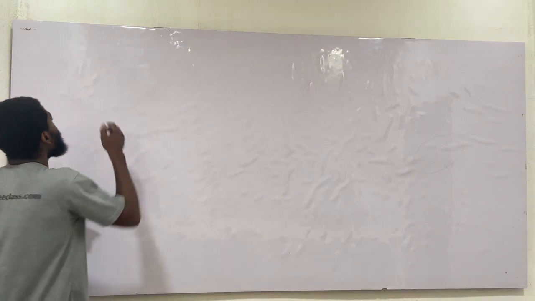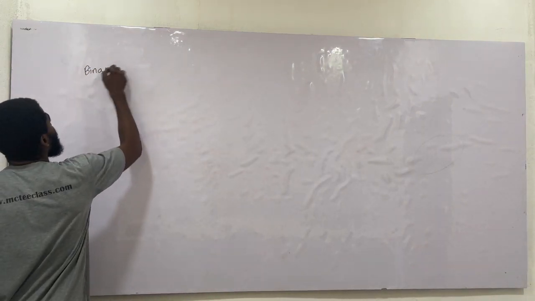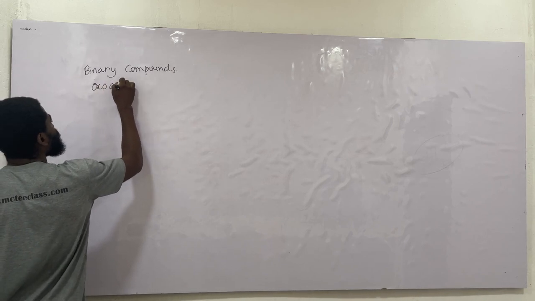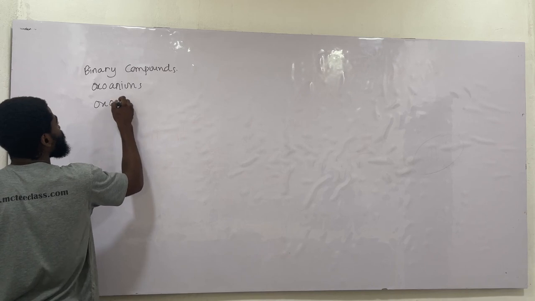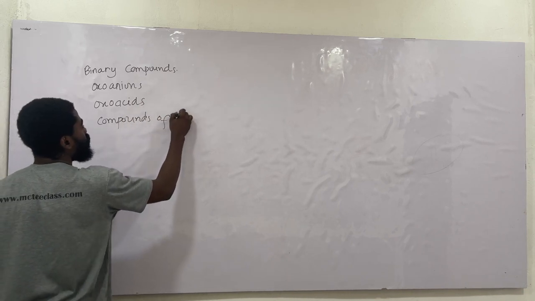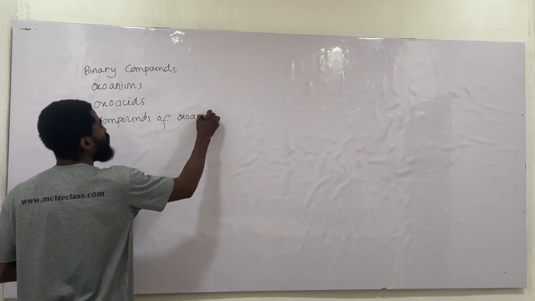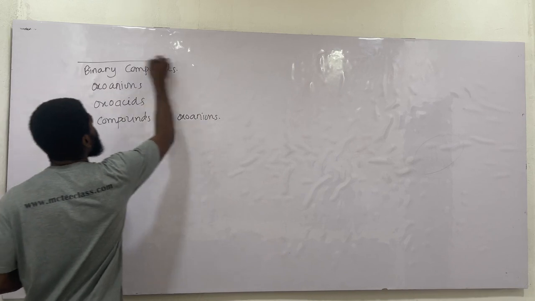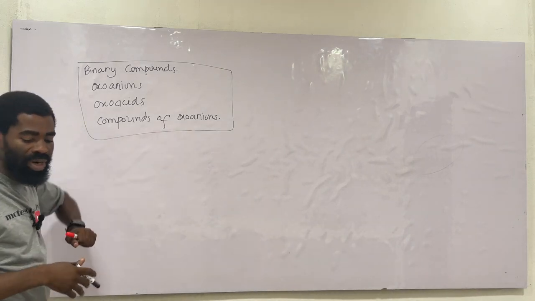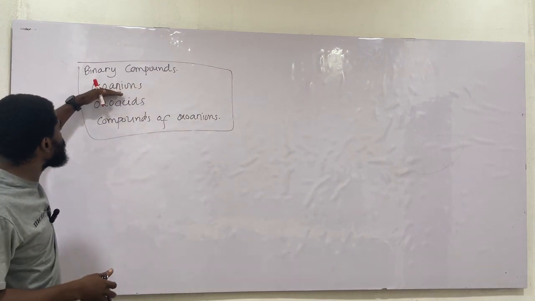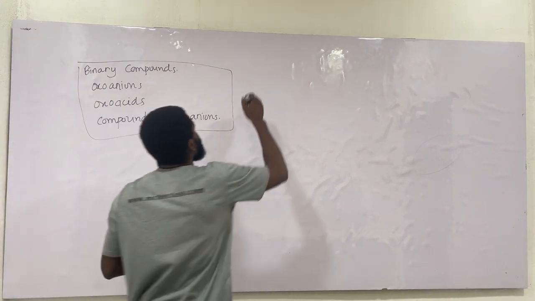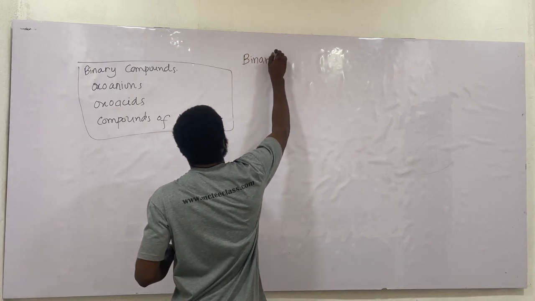The compounds we are going to name are binary compounds, oxoanions, oxoacids, and compounds of oxoanions. In any case, the question will not tell you, oh, name the following binary compound. Nobody is going to say that. But you have to know whether the compound written is a binary compound, an oxoanion, an oxoacid, or a compound of an oxoanion. Then the rule will follow. It's very simple. Good. So let's start with the binary compounds.